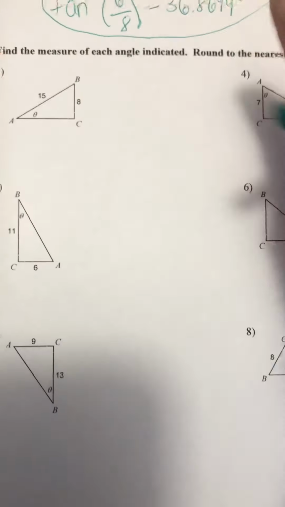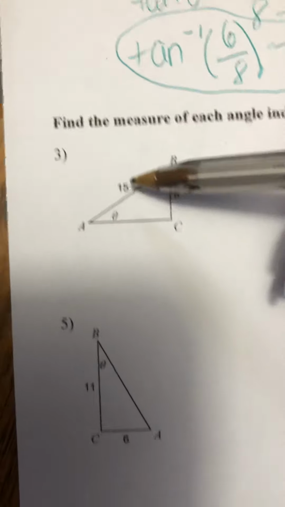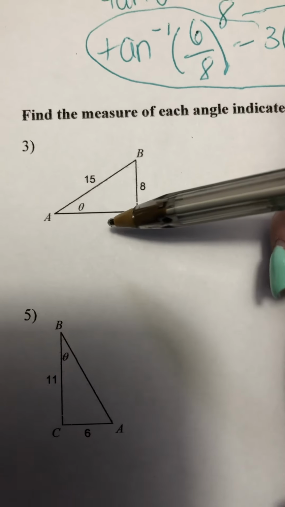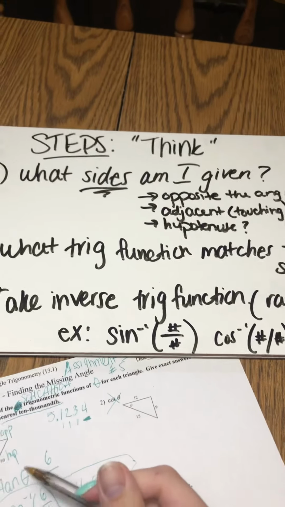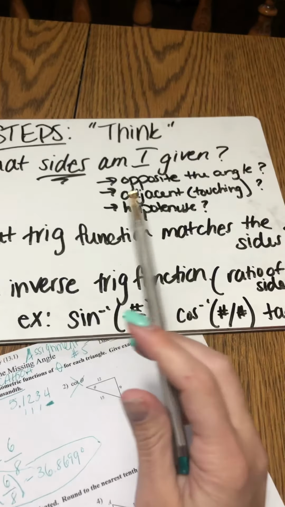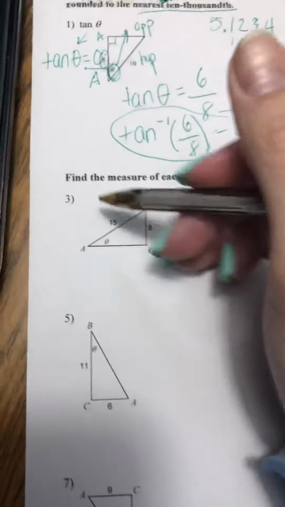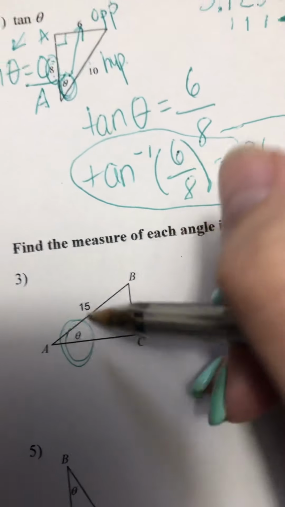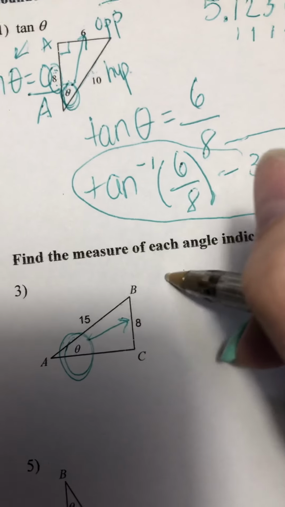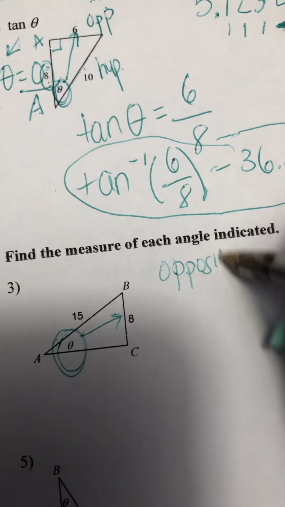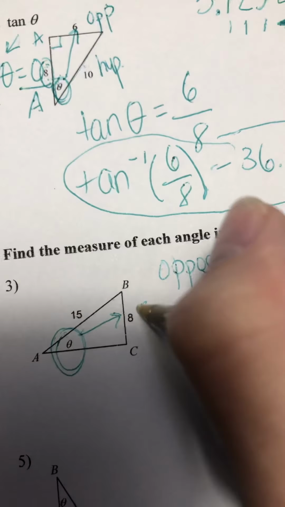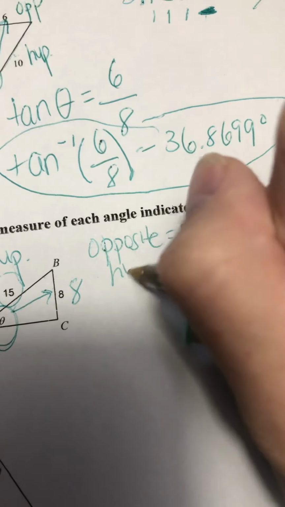All right, so find the measure of each angle indicated, rounded to the nearest 10th. First you should look at what you're given. So, steps I wrote here. Think: what sides am I given? Am I given the opposite of the angle? Am I given the adjacent? Am I given the hypotenuse? According to the angle, I'm given the opposite, which is 8, and the hypotenuse is 15.